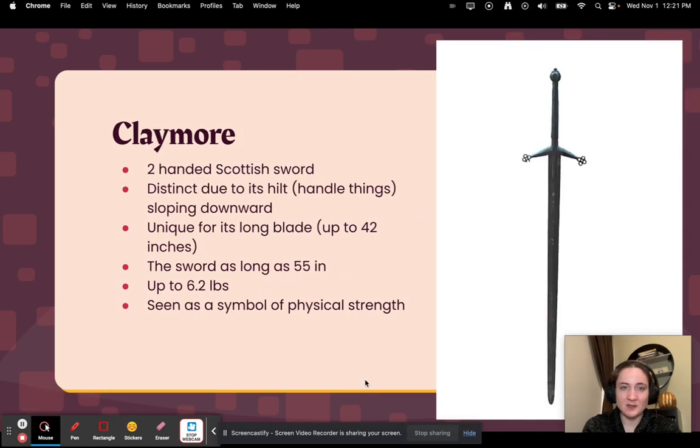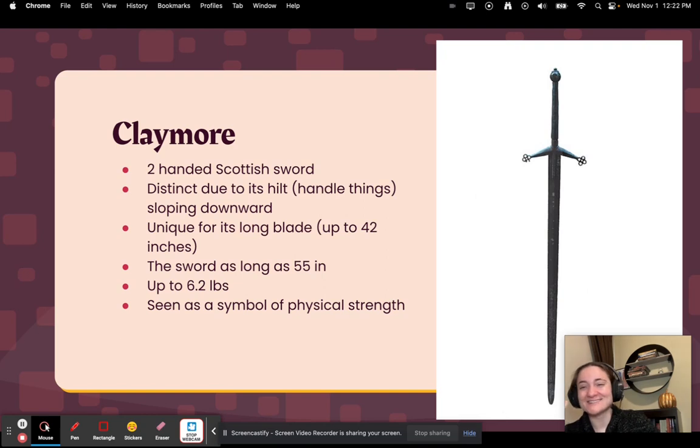All right, claymore. This you will definitely see in Braveheart. This is the weapon that William Wallace, who is the main character, wields. It's a two-handed Scottish sword, very distinct due to its hilt. The hilt is the handle, and it's sloping downwards, as you can see here in the picture, so it makes almost a little triangle shape. It is unique for its very long blade, up to 42 inches, or it could be even bigger than that, up to 55 inches.